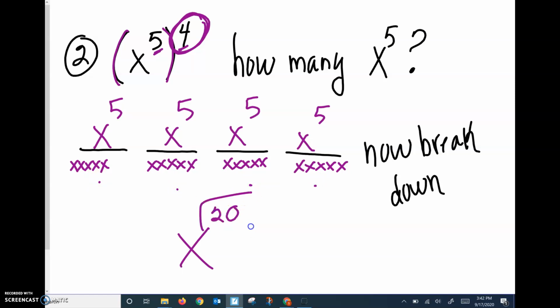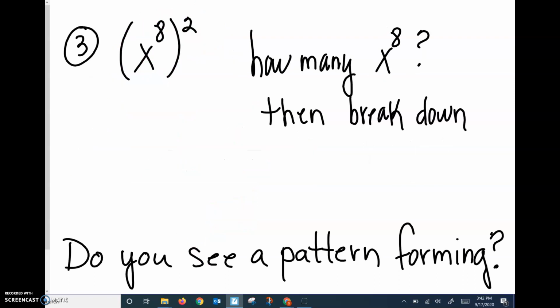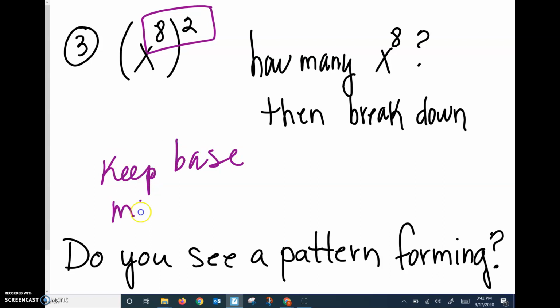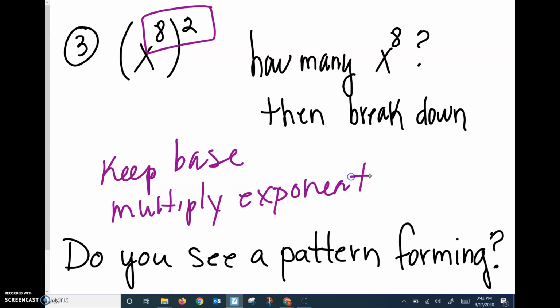Now, where does this exponent come from if we go back and look at the power here? So what are we doing? What is the rule? Okay, so what do we think that's happening here? What do we do? And you're right, we're going to keep the base, just like we did in the last one, but this time, are we going to multiply exponents? So when it's a power to a power, we're going to multiply exponents, and this is going to be x to the 16th. 8 times 2 is 16.